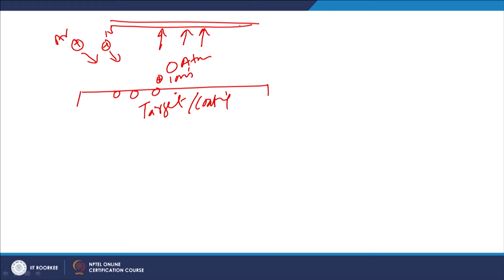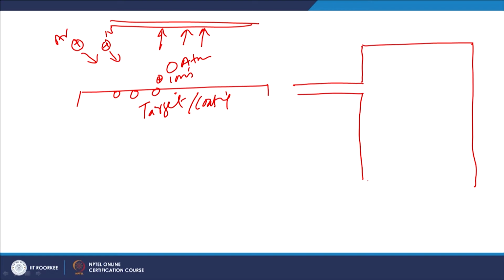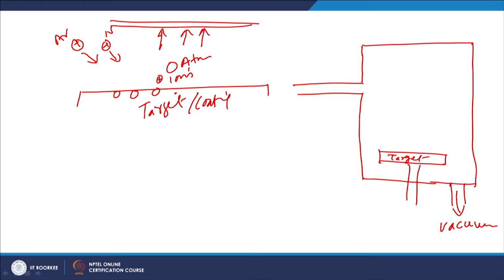The kind of arrangement which is used here is like this: there is one chamber, and in it is our target, the material which is to be deposited, and here we have one opening for vacuum, and on the other side we have the substrate.